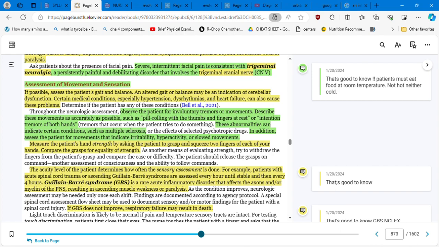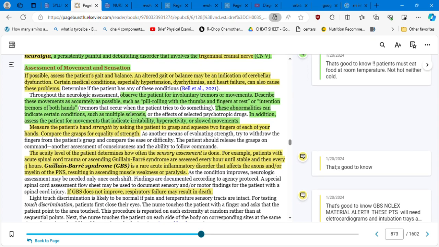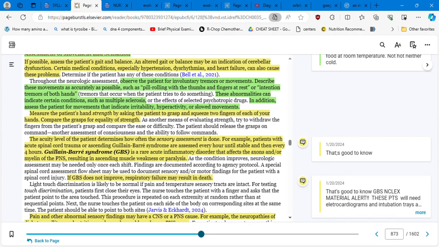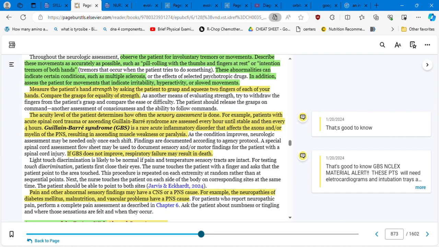Observe the patient for involuntary tremors or movements. Describe these movements as accurately as possible, such as pill rolling with the thumbs and fingers at rest, or intention tremors of both hands. These abnormalities can indicate certain conditions, such as multiple sclerosis. In addition, assess the patient for movements that indicate irritability, hyperactivity, or slow movements. Measure the patient's hand strength by asking the patient to grasp and squeeze 2 fingers of each of your hands. Compare the grasp for equality of strength.